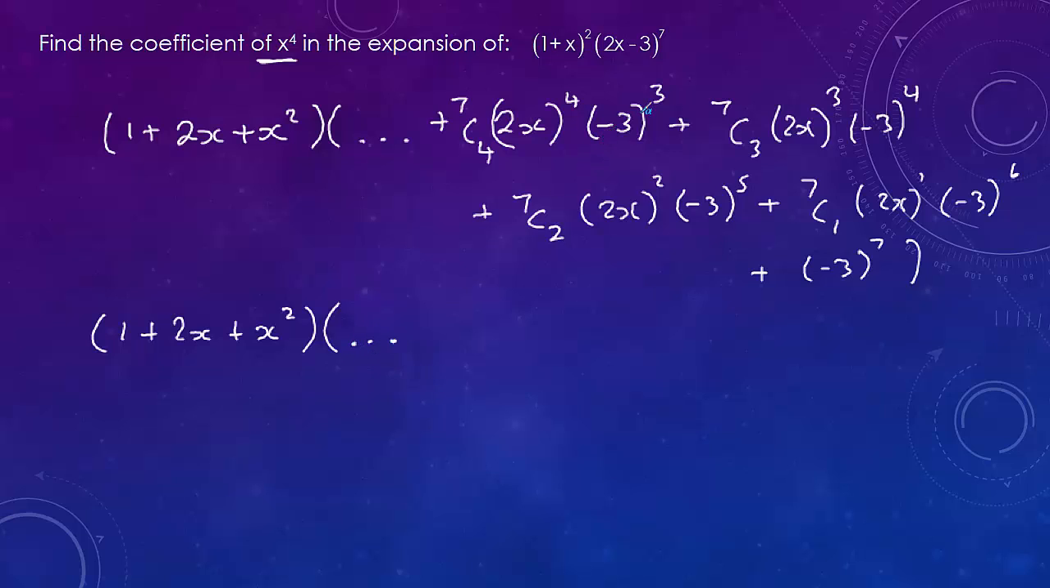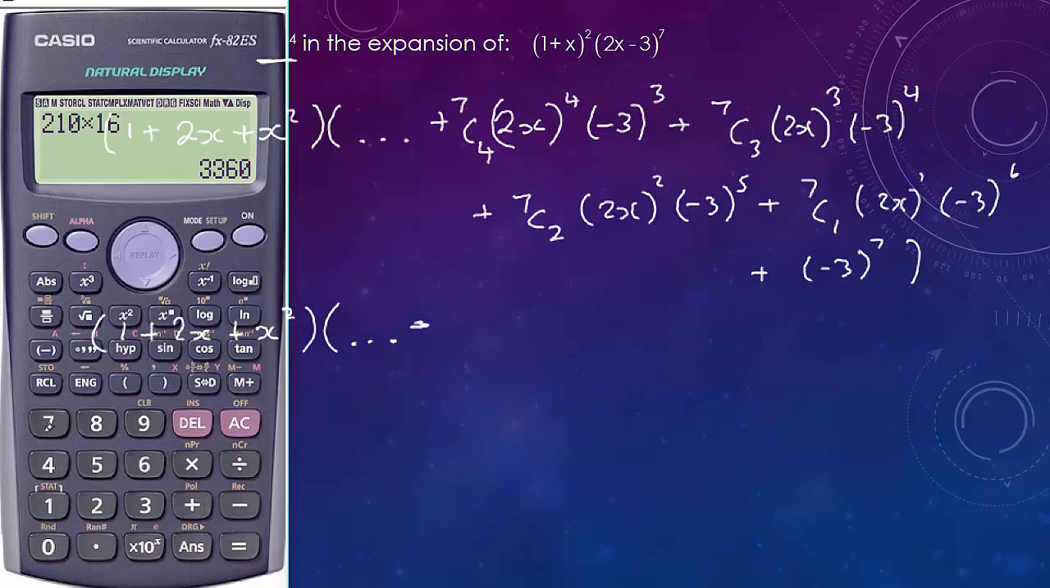So if we look at this first one, with the negative being to the power 3, we're going to have a minus there. And then what else do we need? We have got 7c4, and that would need to be multiplied by 2 to the power 4, and also by 3 cubed. So that's 15,120 x to the 4.